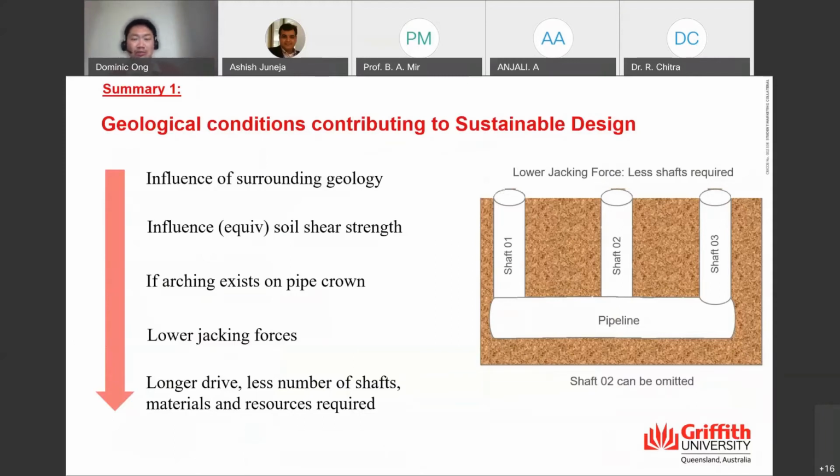With the Pele-Buchor equation, we will be able to predict whether arching actually exists above the pipe crown, because all this is knowledge for the contractor. The whole agenda is to lower the jacking forces so that they do not have to pump a lot of lubrication into the pipeline, and that will save them money. Can you imagine if you have 3 shafts and you can omit 1 shaft and pipe jack all the way from shaft 1 to shaft 3, you basically save the cost of constructing shaft number 2.